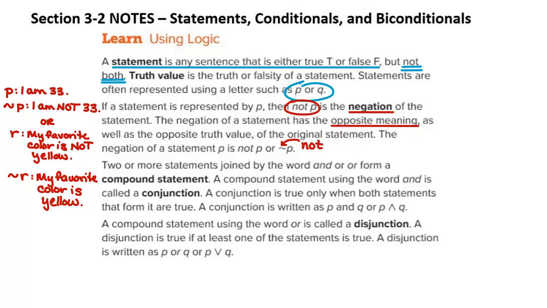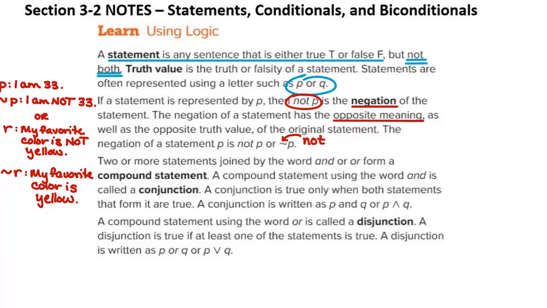So when I'm thinking about negations, if the statement doesn't have a not in it, and I want to negate it, I put not in. If the statement already has not, and I want to negate it, I take the not out.